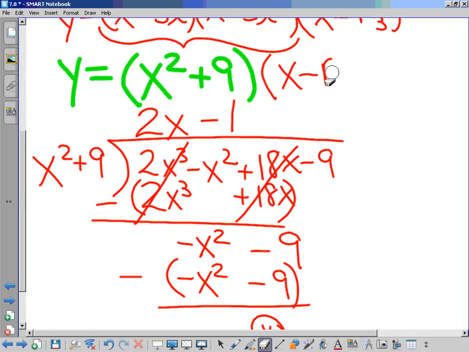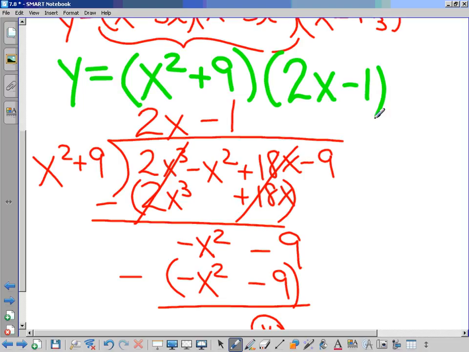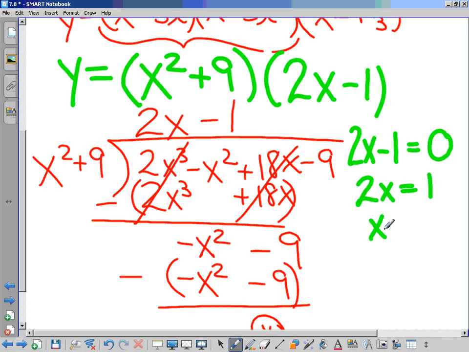I'm going to erase the x minus r3 because now we know that it is 2x minus 1. And now that we have it in factored form, we can find, without a calculator, the other missing root of this problem. One was 3i, one was negative 3i. The other will be found by setting 2x minus 1 equal to 0. You find the roots by setting the factor equal to 0. If 2x equals 1, x must be 1/2.